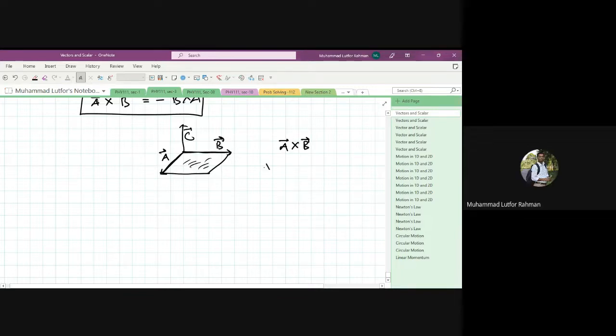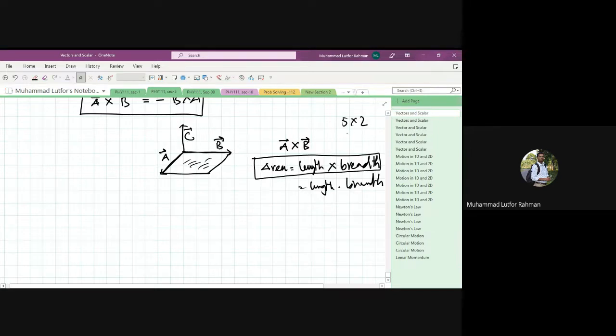So when you learn the formula for area, you write it as length cross breadth. You have never seen length dot breadth, right? They use the cross symbol because it is a vector, although the magnitude will be the same. If you write 5 cross 2 or 5 dot 2, the quantity is the same, 10. But the formula is retained because it's a vector.